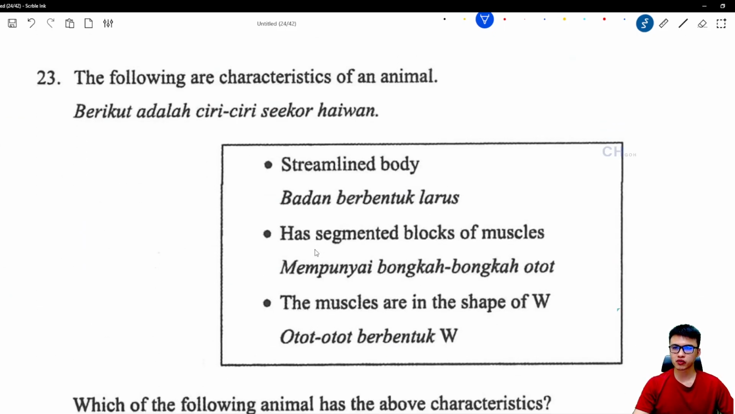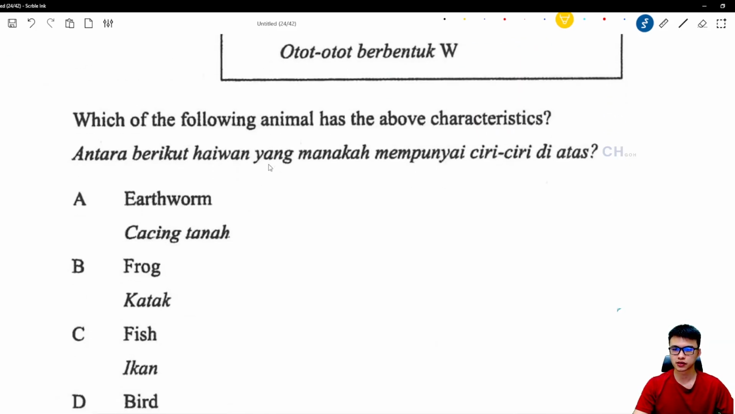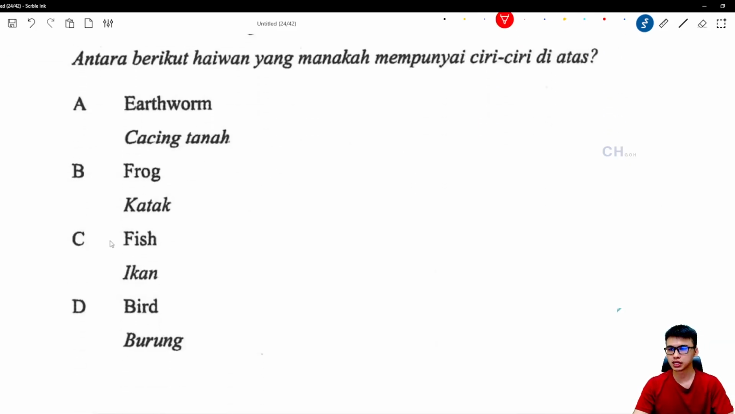Now let's continue with question 23. The following characteristics are the characteristics of an animal. Streamlined body, segmented block of muscle. The muscles are in the shape of W. When I see the shape of W, I know this is the muscle of a fish. So the answer will be C.